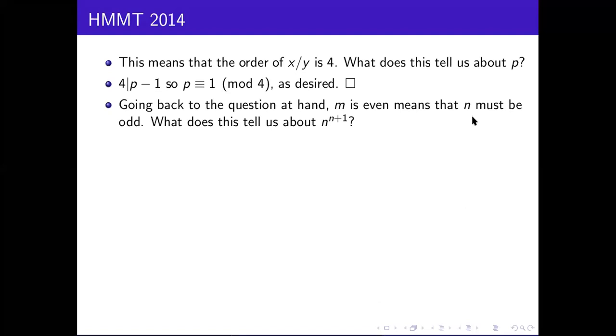So going back to this question, remember we only need to prove the case when m is even. So when m is even, n has to be odd because we want m to divide n to the n plus 1 plus 1. So what does this tell us about n to the n plus 1 if m is even? Well, since m is even, n has to be odd, which means that n plus 1 is even. So this is a perfect square.